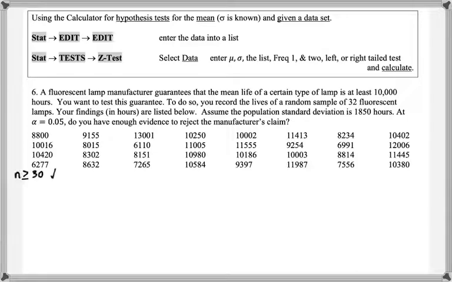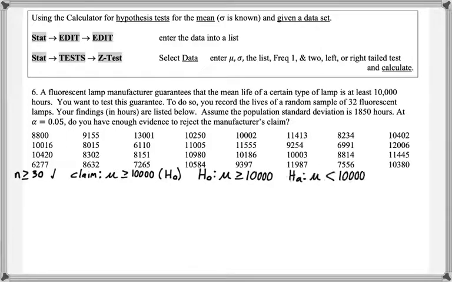So our sample size is greater than or equal to 30. The claim is that mu is greater than or equal to 10,000. So because they use the greater than or equal to sign, we know that the claim is going to be the null hypothesis.